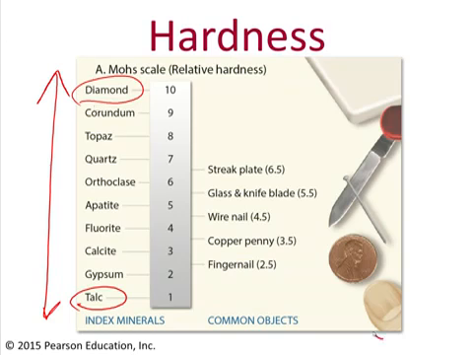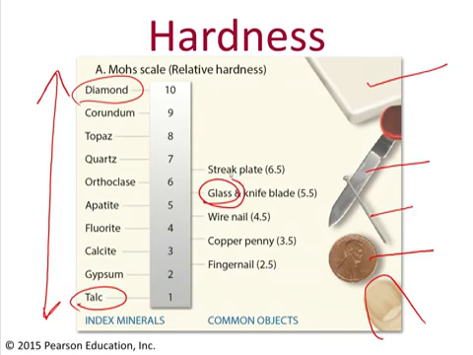So one of those is going to be your fingernails. So hopefully you brought your fingernails to class today. You will also be using a copper penny, wire nails, a harder piece of metal like a knife blade or a masonry nail. And then there's a streak plate as well. Some labs will also use glass. Glass is about the same hardness as the knife blade, about 5.5 on the Mohs scale.